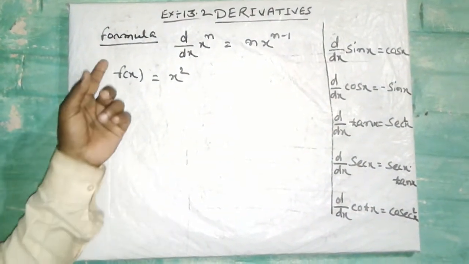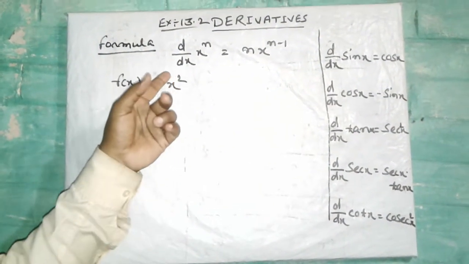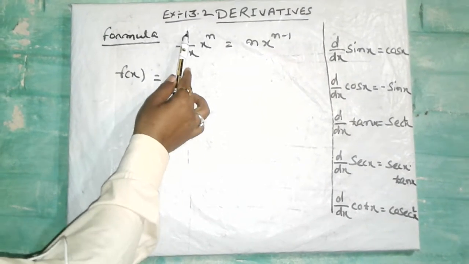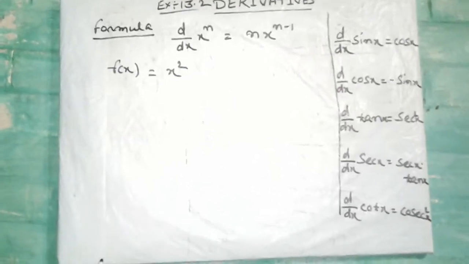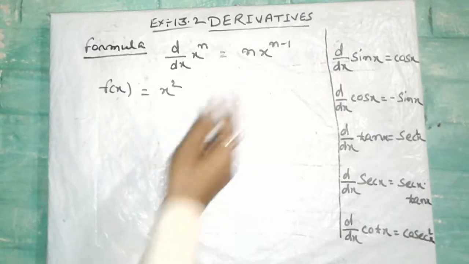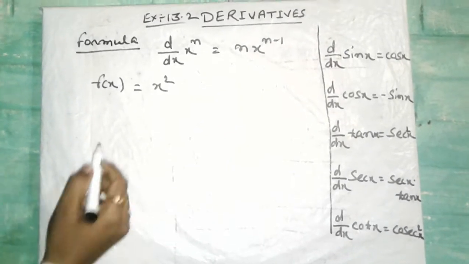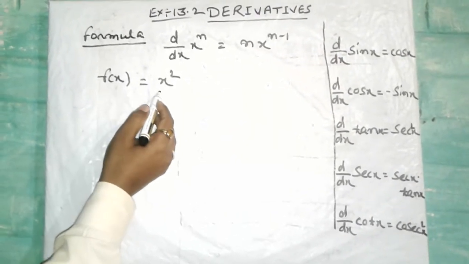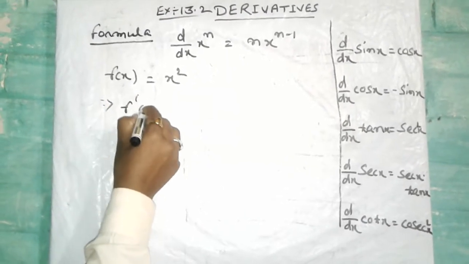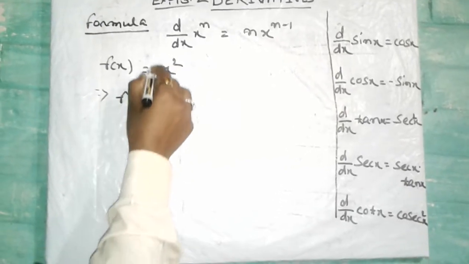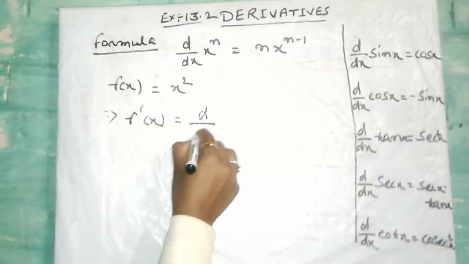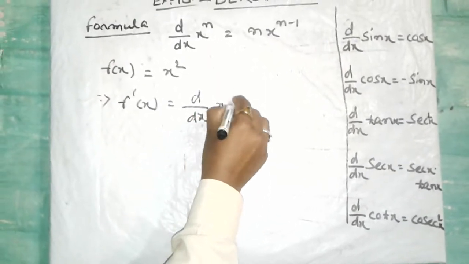So friends, let us see how we can find derivatives by using certain formulas which we have to memorize. Like here you see, if we have to find the derivative of x to the power n, then the formula is n into x to the power n minus 1. So let us see how we can use it. Here f(x) is equal to x square, given. If you want to find the derivative, you have to write f dash x is equal to, derivative means I have to differentiate with respect to x, so I will write d/dx. This is called d/dx of x square.